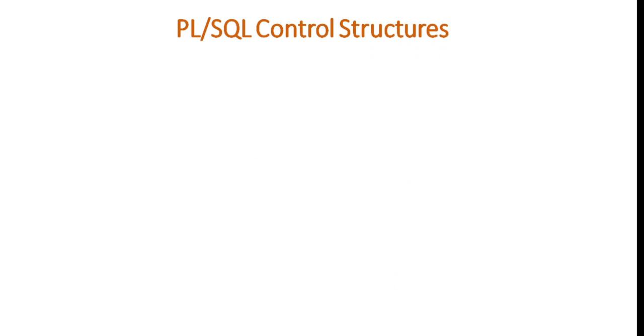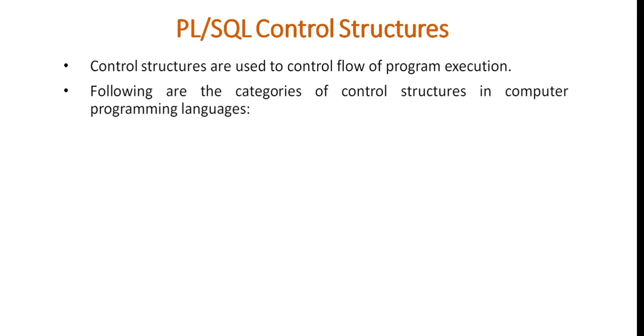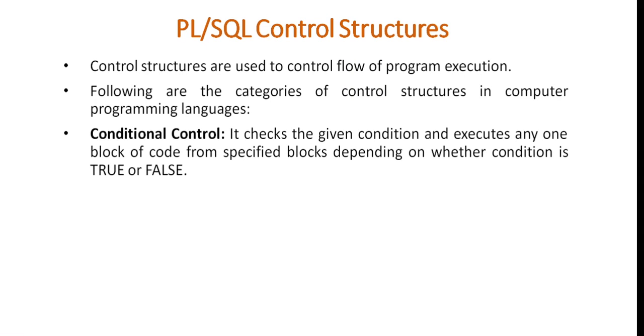Now we'll see the different control structures in PL/SQL. So what are control structures? They are used to control the flow of program execution. If we want to change the execution flow, then we can use different types of control structures. In any programming language we have different categories of control structure. First is the conditional control structure, which checks a condition and executes one block of code from the specified blocks depending on whether the condition is true or false.